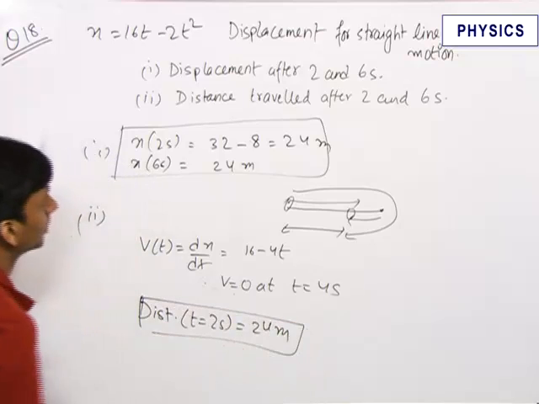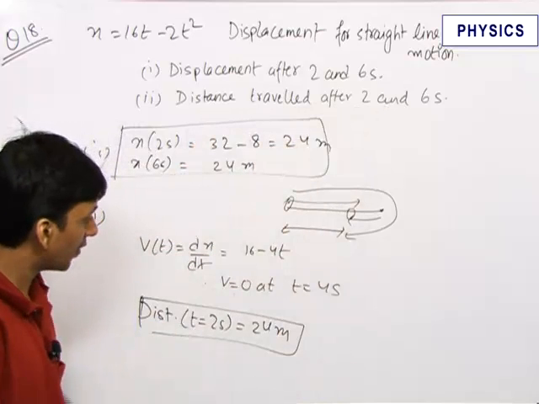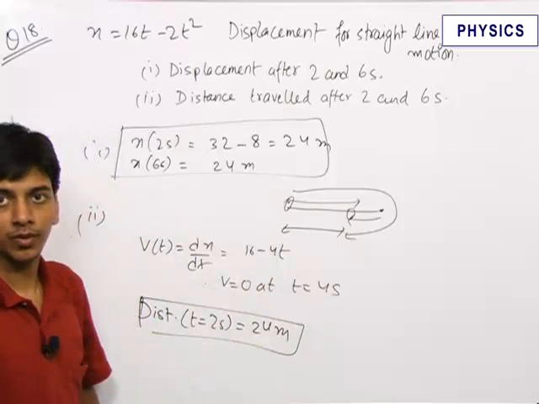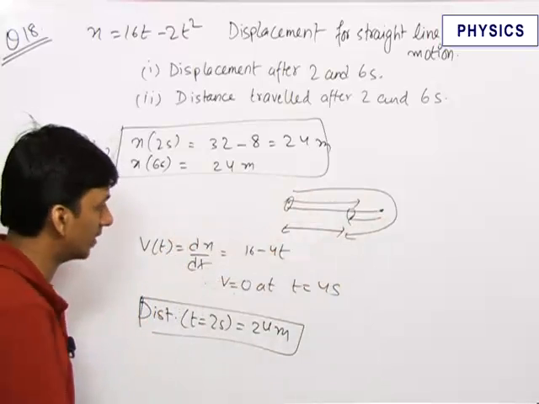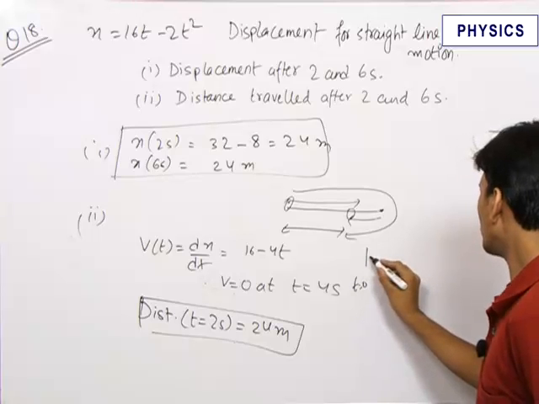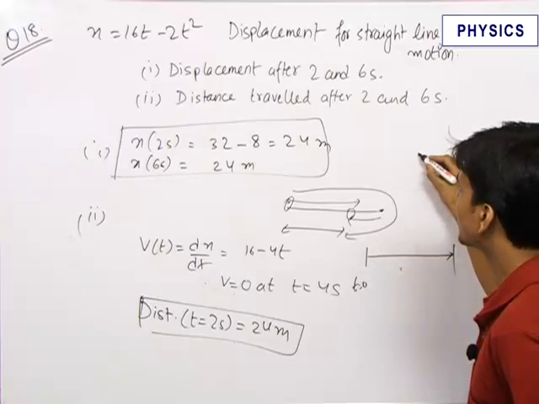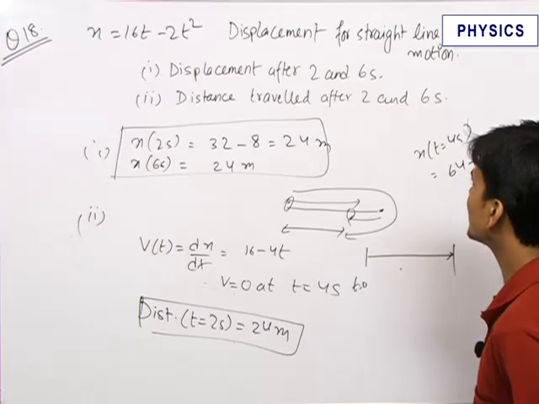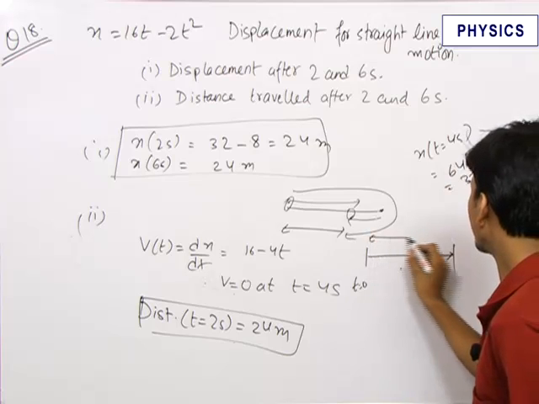Now for the second part, we need to find out the distance travelled by the particle after 6 seconds. We find that at t is equal to 4 seconds, the velocity of the particle becomes 0. That means the object changes its direction. So from t is equal to 0 to t is equal to 4 seconds, it has travelled... Let us check. The displacement at t is equal to 4 seconds was 64 minus 32, that is equal to 32 meters. It travelled 32 meters.